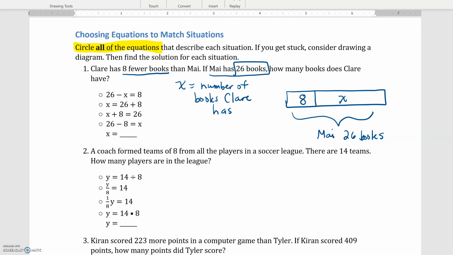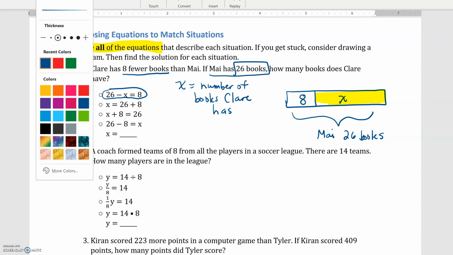So I want to find the value of this tape diagram that will make this true. I have to ask myself, what equations make sense for this? Should I do 26 minus x and I would get 8? That makes sense, because if I take away x from 26, I'm going to be left with 8. Does x look like it is going to be 26 plus 8? That doesn't make sense, so I'm going to x this out. This does not make sense.